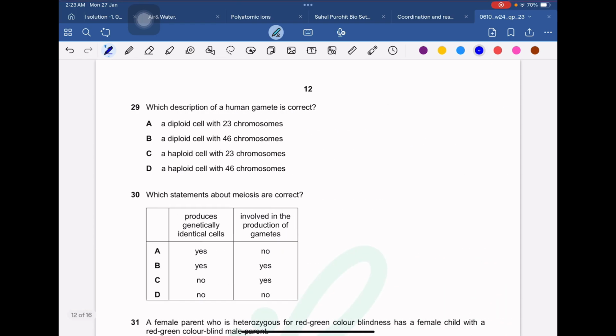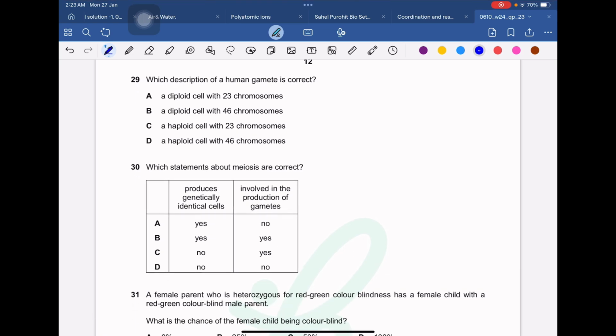Let's move on to question number 29. Which description of human gamete is correct? Now when I talk about the human gamete, we very well know that gametes are always haploid. That is, they contain a single set of chromosomes, and for humans the single set comprises 23 chromosomes. So that's why the answer for this will be that it's a haploid cell with 23 chromosomes.